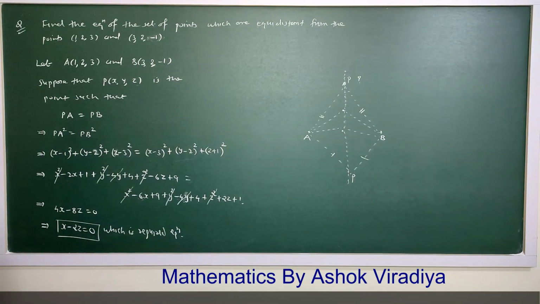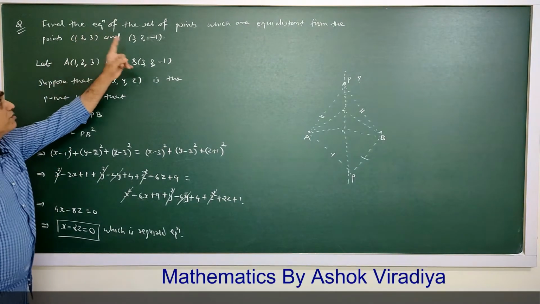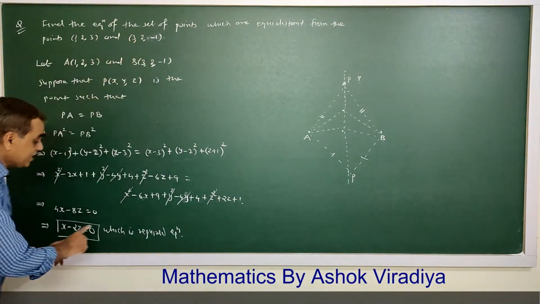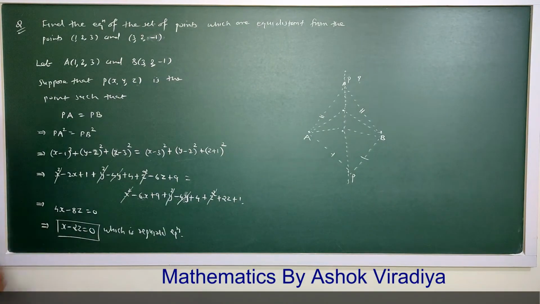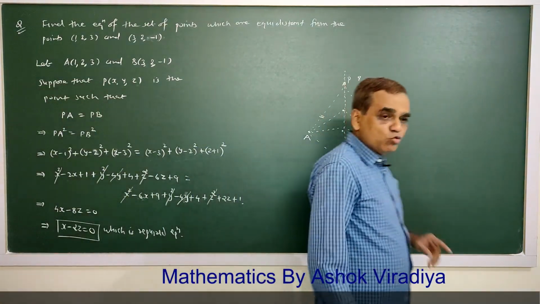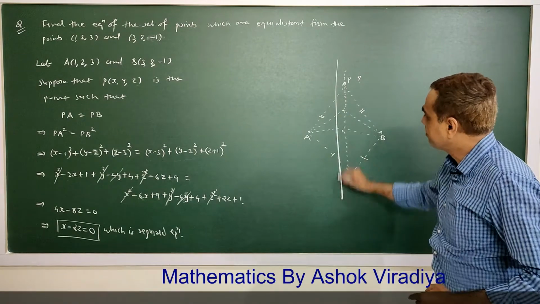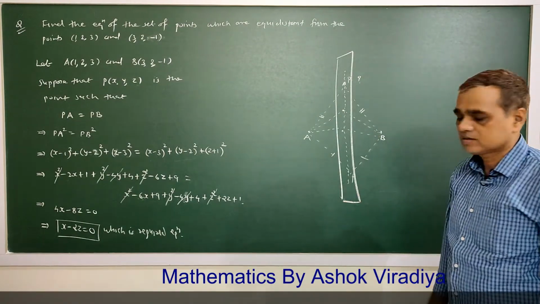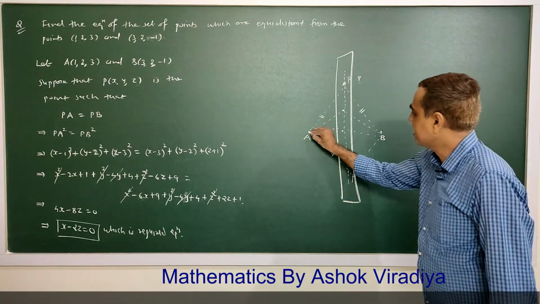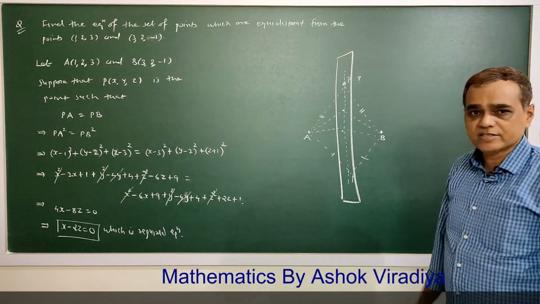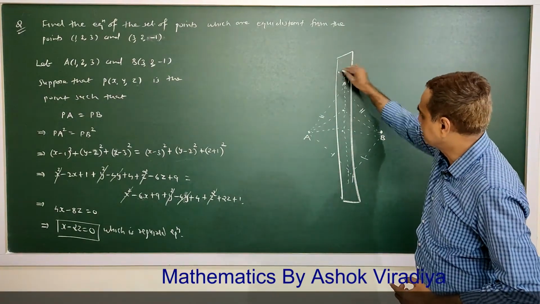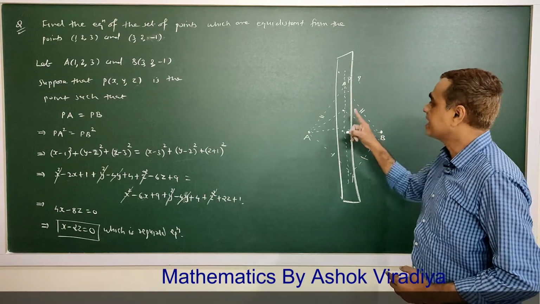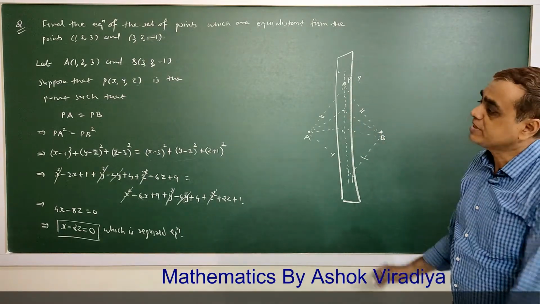So all the points in space which are equidistant from these 2 points will satisfy this equation. This is the equation of a plane. Between A and B there exists a plane. So if you select any point on this plane, then it will be equidistant from A and B. So that is the meaning of this question.